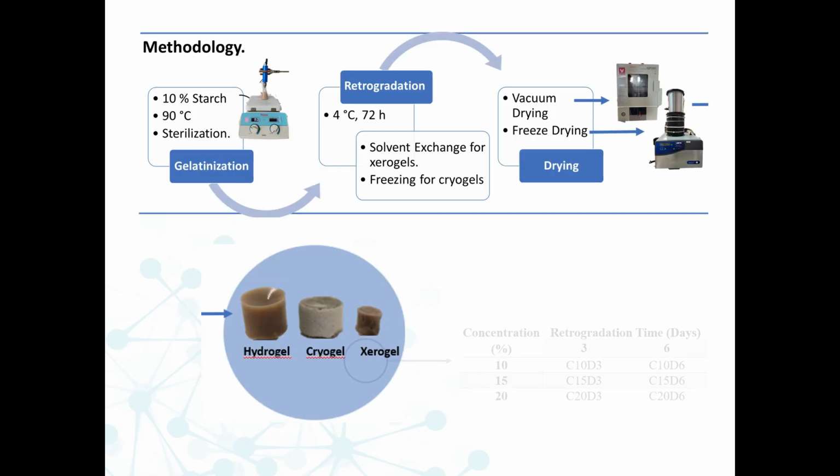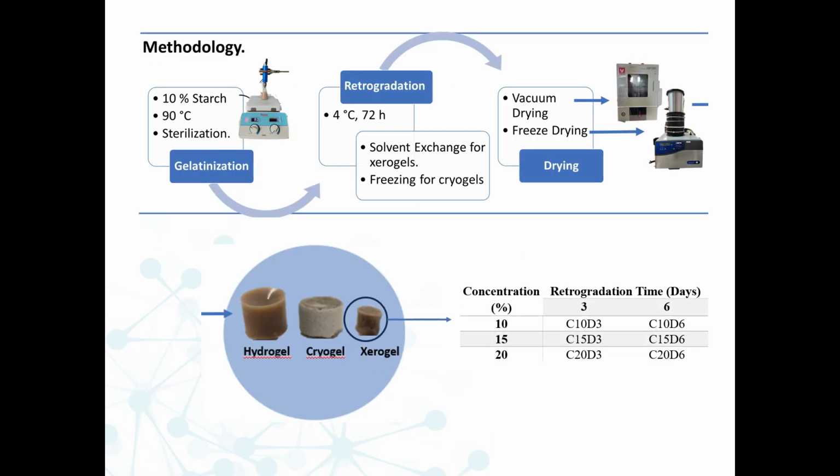As part of the methodology for producing these materials, a starch dispersion is gelatinized at a temperature of 90 degrees Celsius under magnetic stirring for 1 hour, and then sterilized in an autoclave to completely rupture the starch granules. The samples are refrigerated, allowing the starch to retrograde. And then we use the two drying methods mentioned before. This figure shows a comparison of the gels obtained.